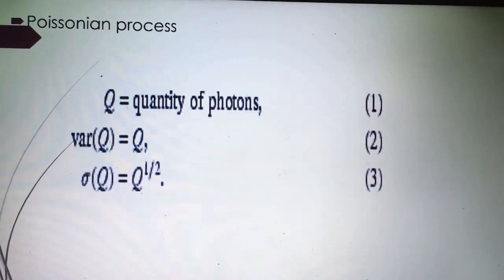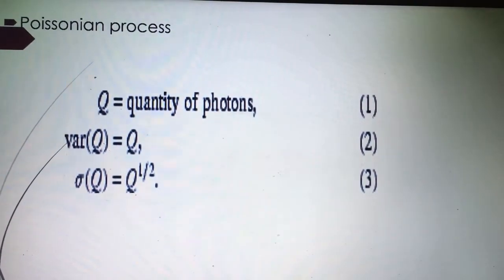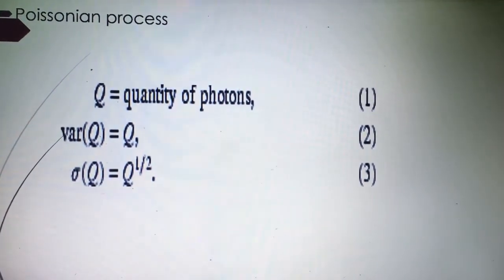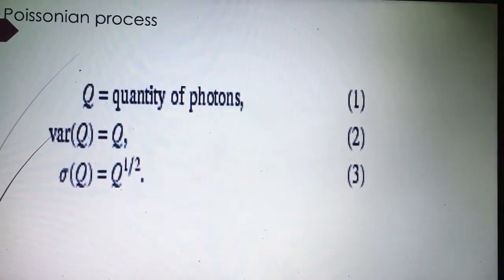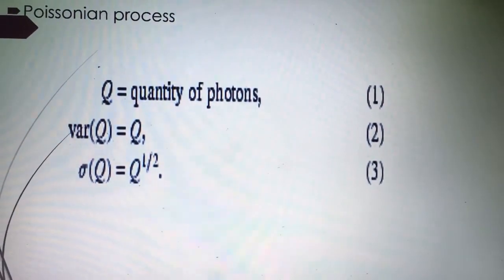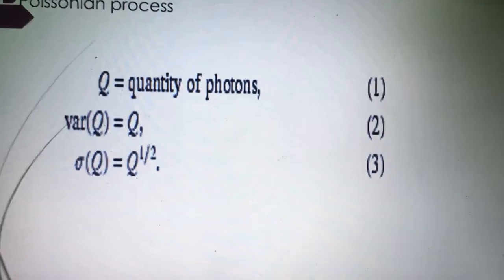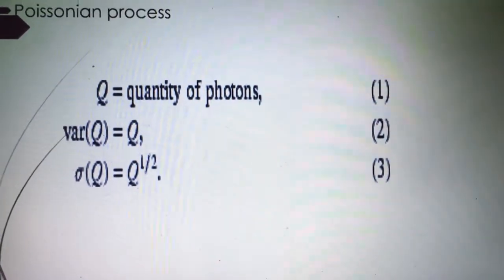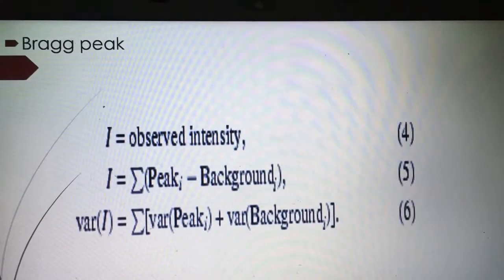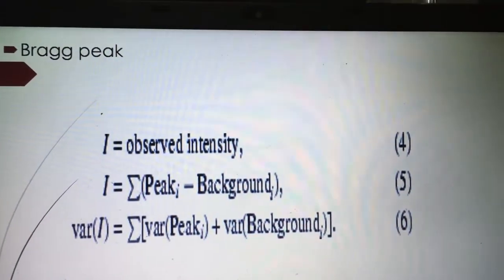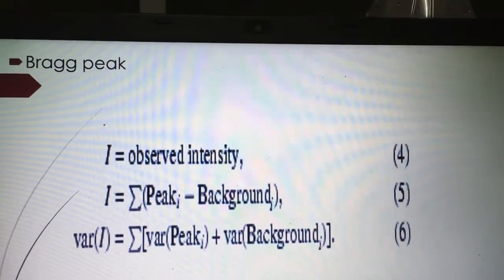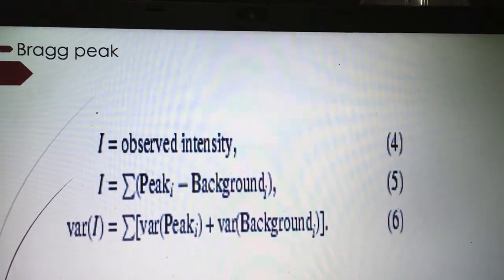Poissonian process. First, diffraction behaves as a Poissonian process. Thus, if you want to count X-ray photons and not arbitrary analog to digital units (ADUs), the variance of an observed value of photon Q is simply the value of photons. Okay, this is the Poissonian process. This is the formula. Bragg peak. It follows for a relatively simple integration of a Bragg peak containing diffracted X-ray photons.